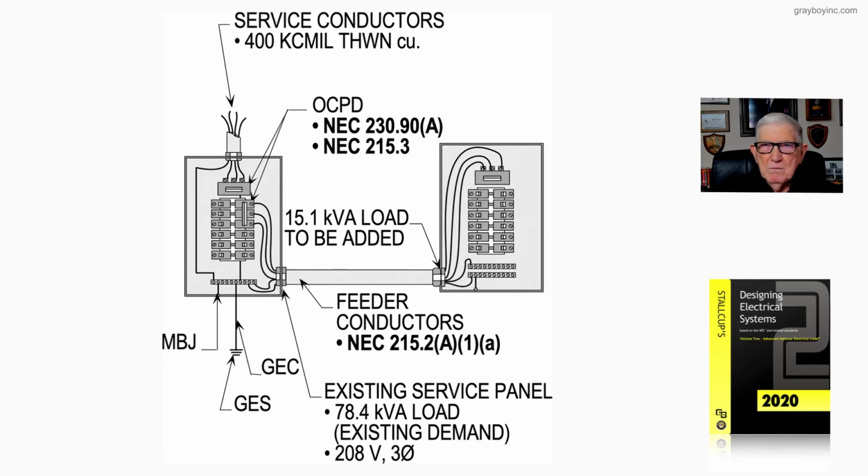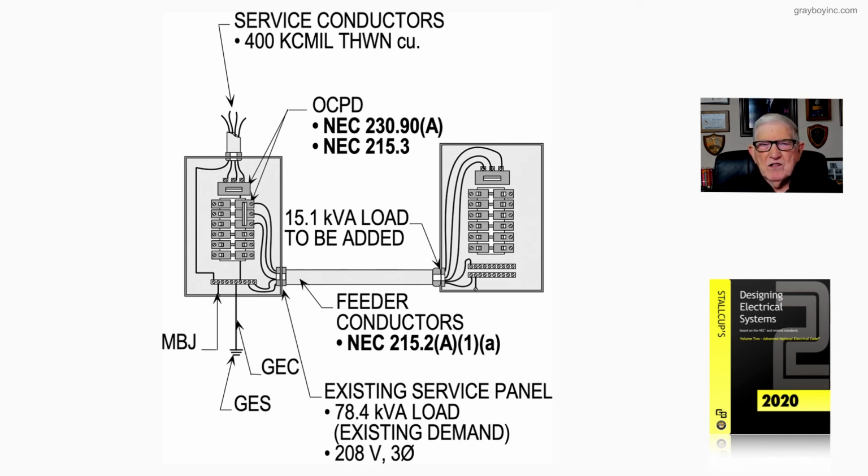Now, with that in mind, let's just say that you wanted to add a load of 15.1 kVA, and you wanted to add that without changing out or re-pulling the 400 kcmil THW copper conductors you see in the illustration. You don't want to have to change a breaker or change any of the guts out of the panel, or maybe even install a new panel board, and you want to see if it could be added.